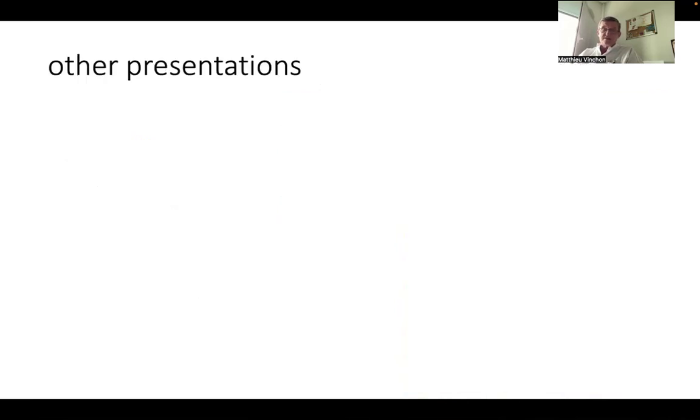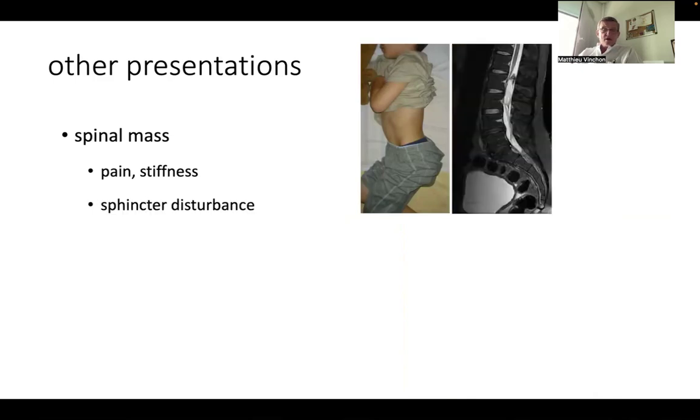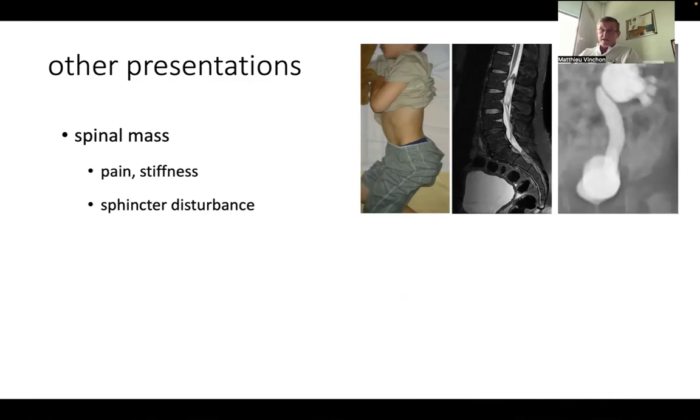You have other presentations, and this ideal screening at birth. It can present later as a spinal mass with pain or stiffness in the child who does not complain of any pain but is completely stiff. Or it can lead to a neurological deficit with a sphincter disturbance. You can see on this MR the stagnation of feces and the very large bladder with thick wall, and it can impact on the kidney above, of course.